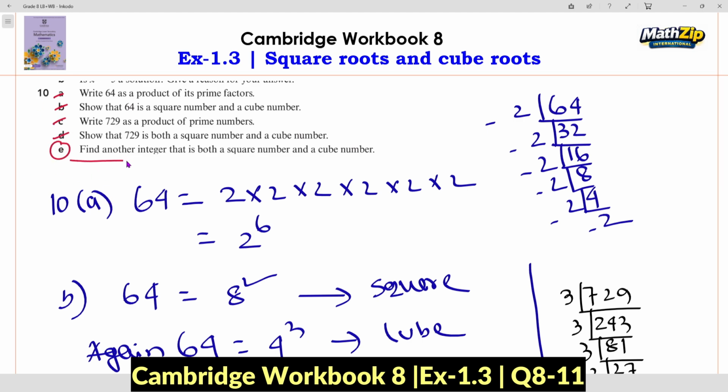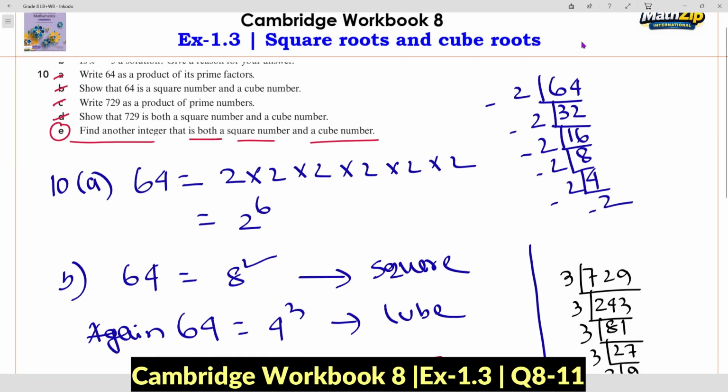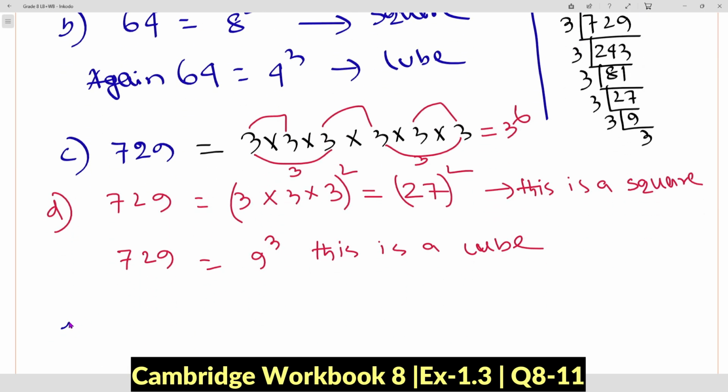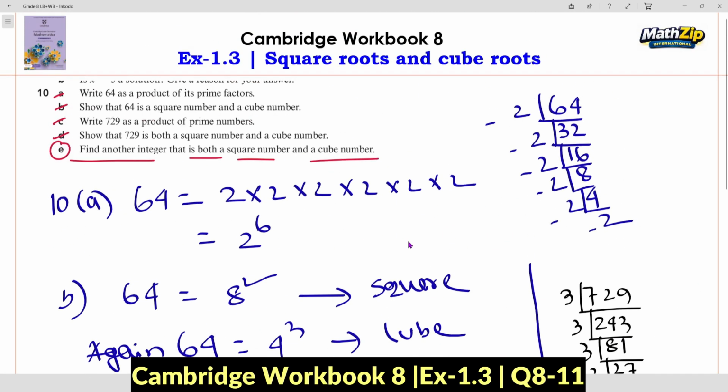Number E, find another integer that is both a square number and a cube number. So which one can we write? Have any idea? Number E, it's an interesting matter. We can find a number which can be square and cube. The best example, n equals 1. Very interesting, right? Because 1 squared equals 1 and 1 cubed also equals 1. So number A, B, C, D, E done.